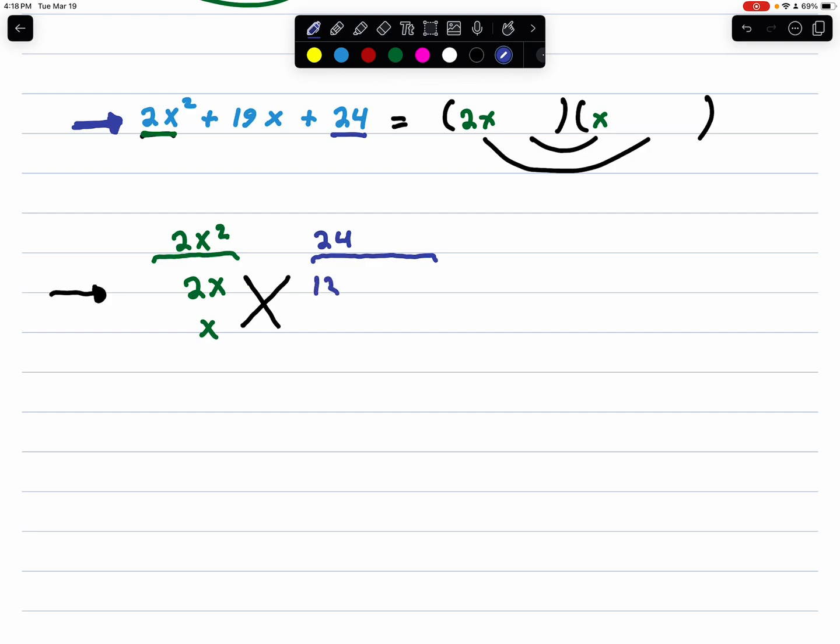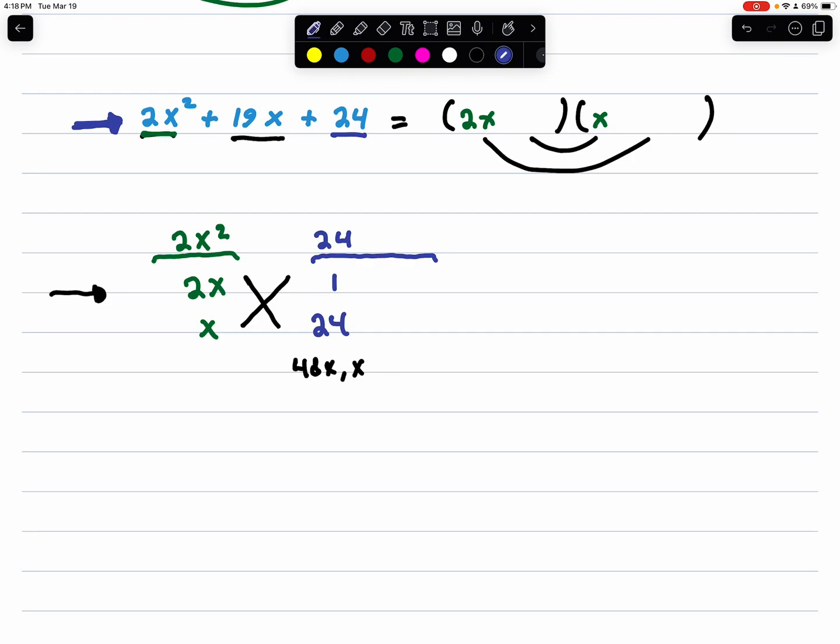Same thing with 12 and 2. I can't put the 12 on top, I can't put the 2 on top, so I don't even need to check that answer. What about 24 and 1? Well, I can't put the 24 on top, but I can put it on the bottom. 24 and 1. And here's where we do the check to see if it works. We cross multiply, so the 2 with the 24 gives us 48x. And the 1 and the x gives us 1x. Now we ask a silly question: with 48x and 1x, can we make 19x? Of course we cannot, so that didn't work. So let's check another one.